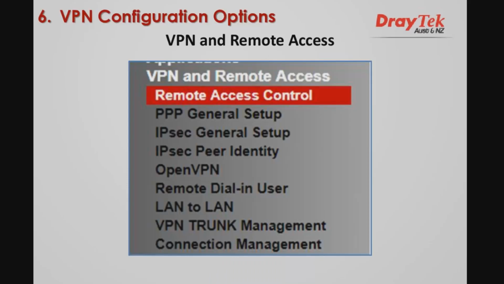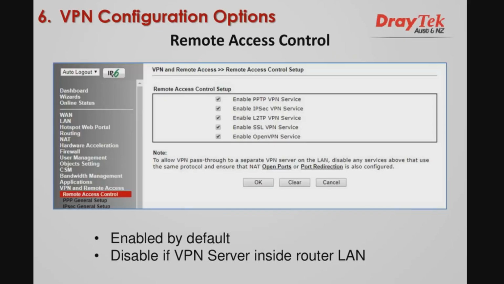The main LAN-to-LAN VPN configuration menu is under the VPN and Remote Access menu. We first have to check that the required VPN services are enabled in the router as shown. They are usually enabled by default, but can be disabled if you have a VPN server on the LAN and need VPN pass-through allowed through the router.